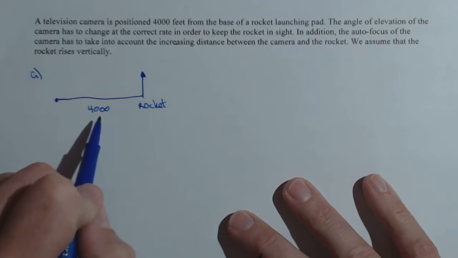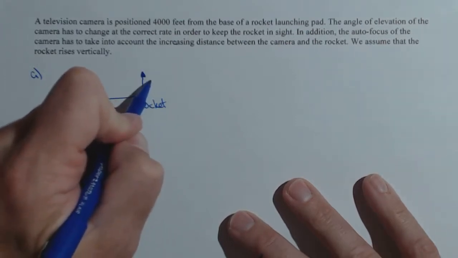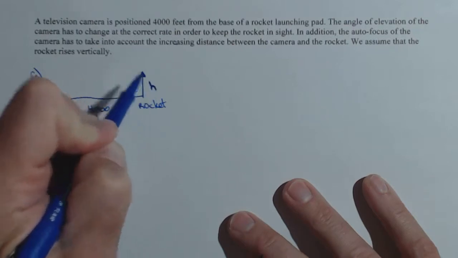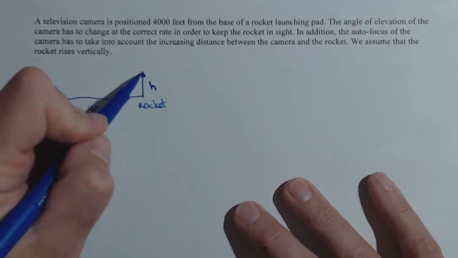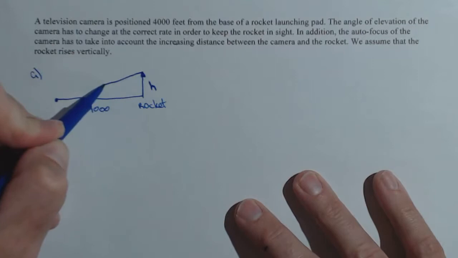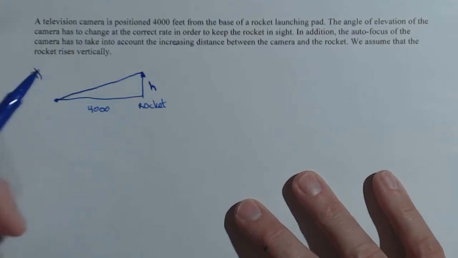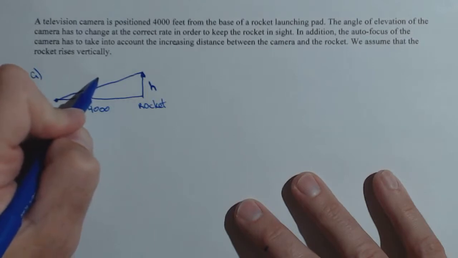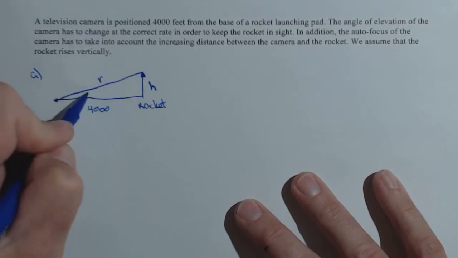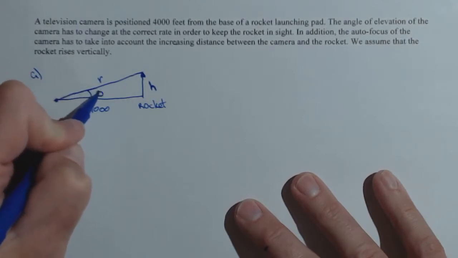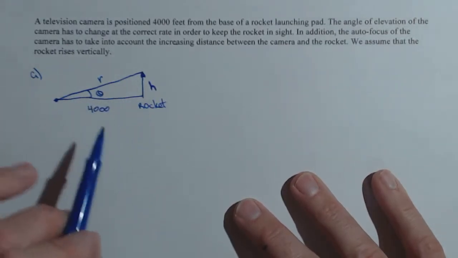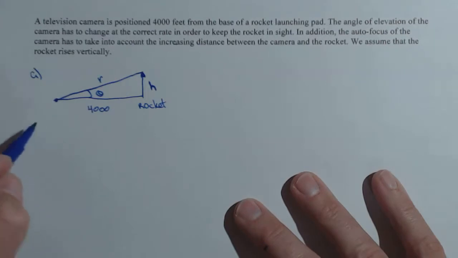The 4,000 feet is static. The height of the rocket is something that's going to be changing. So let's call it h. Something else that'll be changing, the distance between us, or the camera, and the rocket. Maybe let's call that r. And the other thing that'll be changing is the angle of elevation. So we've introduced our situation, we've introduced our variables, we can start to come up with relationships.